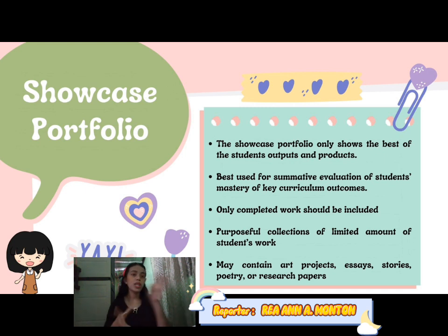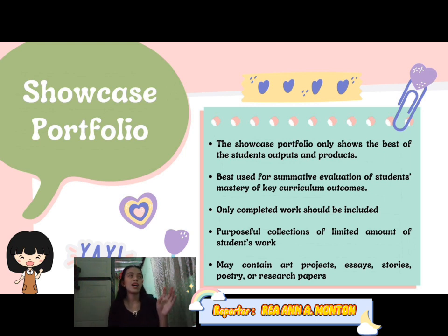So okay, the difference between the types of portfolio is that first, the documentation portfolio includes the best and the weak output. It shows the progress, the growth, or the improvement of the students. The second type is the process portfolio, which includes the overall learning process: the best, the weak output, and other different learning processes through making the portfolio. And the showcase portfolio talks about only showcasing the best output that the students made.